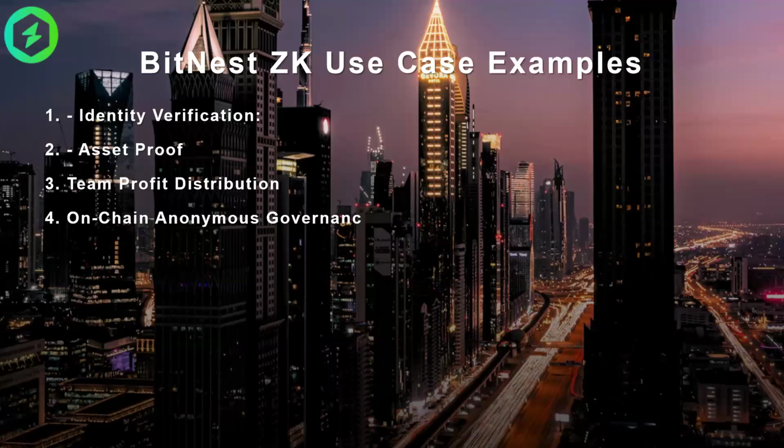All right. And then team profit distribution: execute smart contract based revenue sharing without disclosing the team structure or member data. And then on-chain anonymous governance: allow users to participate in DAO voting anonymously to ensure both privacy and decentralized governance.